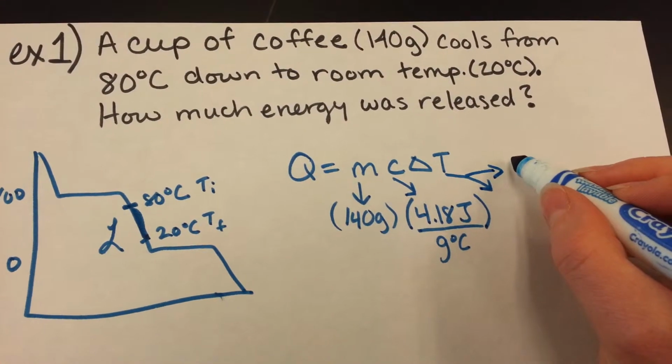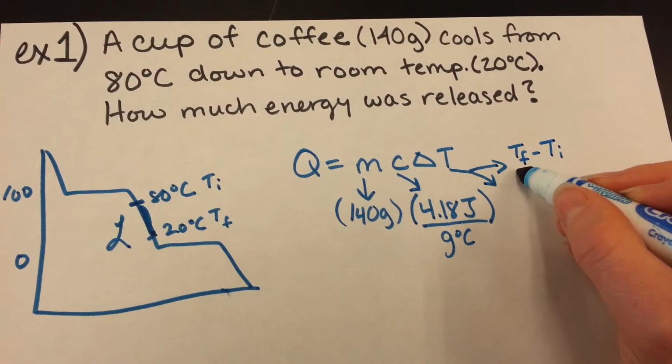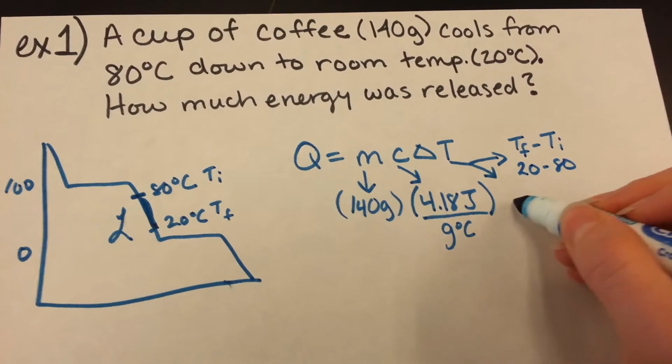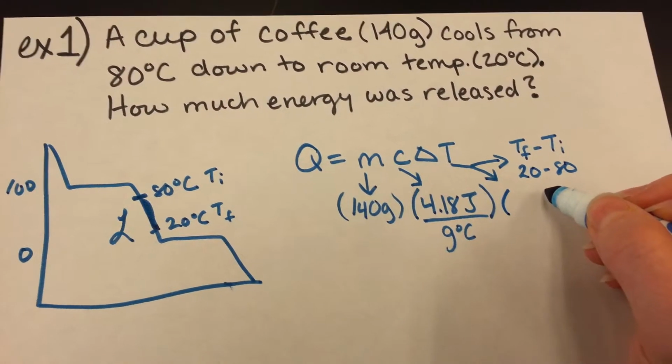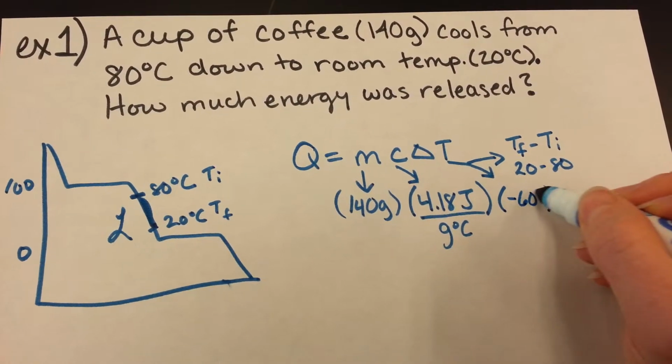And our delta T is going to be our T final minus T initial. So our T final was 20 degrees minus 80 degrees. So our total delta T, our change in temperature, is negative 60 degrees C.